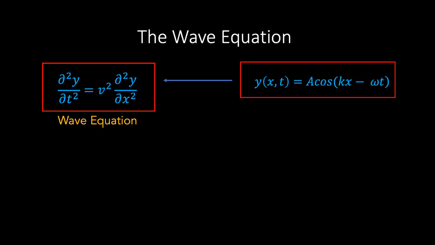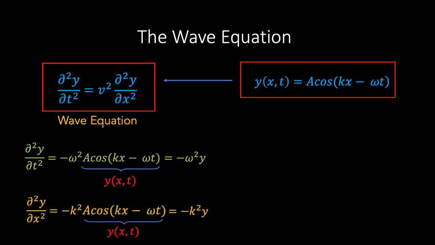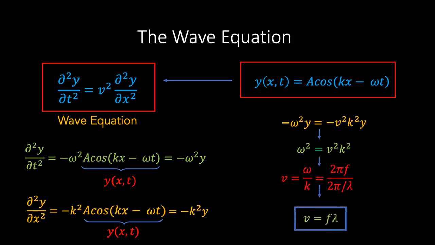Differentiating the displacement function twice with respect to time gives a factor of omega squared, whereas differentiating twice with respect to x gives a factor of k squared. If we then simplify, we find that omega squared equals v squared k squared. If we then rearrange for v and sub in the definitions for omega and k, then we see that v equals f lambda, which is the familiar wave relationship that every child learns about in school. Here, we see that this relation arises as a constraint produced by the wave equation.